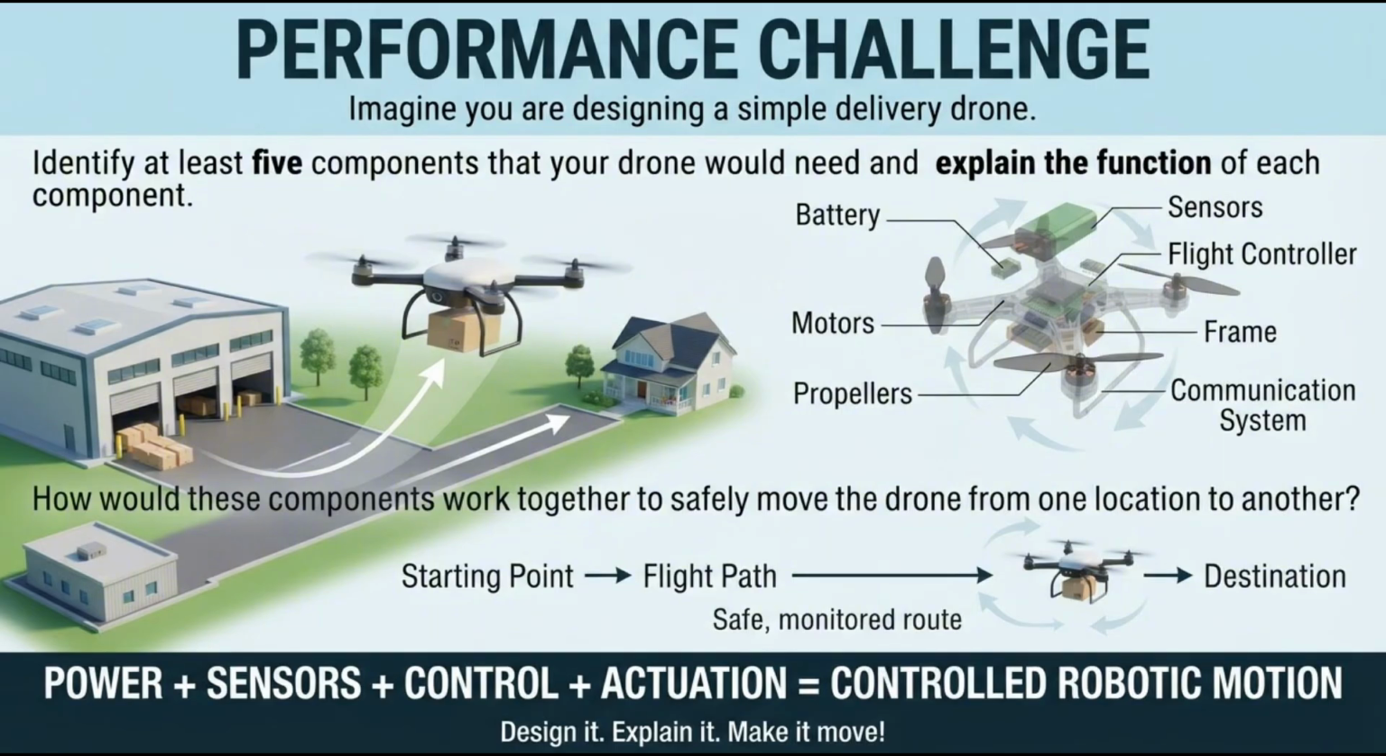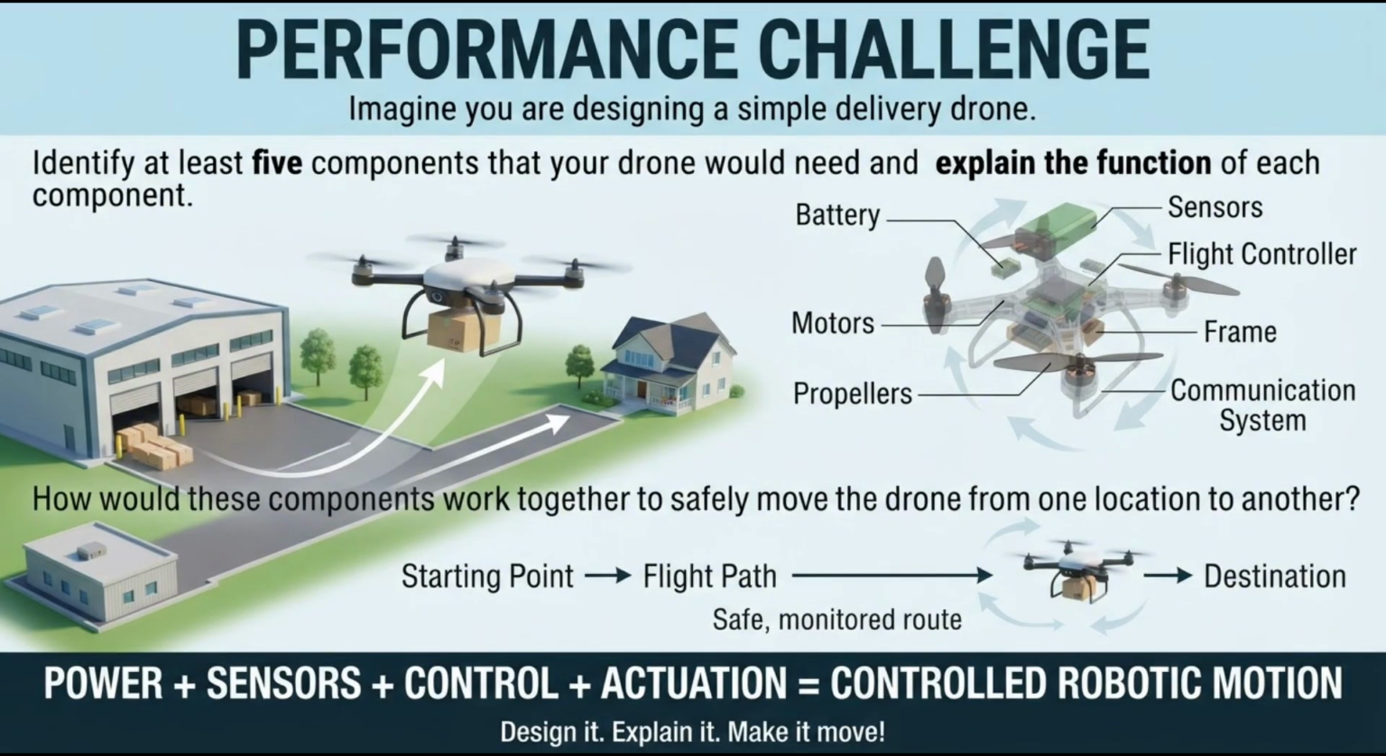Performance challenge. Now it's your turn to become a robotics designer. Imagine you are designing a simple delivery drone. Your challenge is to identify at least 5 components that your drone would need. Then explain the function of each component. After that, answer this question. How would these components work together to safely move the drone from one location to another? Think about the battery, the sensors, the flight controller, the motors, the propellers, the frame, and the communication system. How would they work together? Remember our key idea. Power plus sensors plus control plus actuation equals controlled robotic motion.